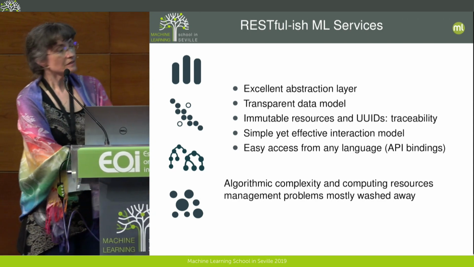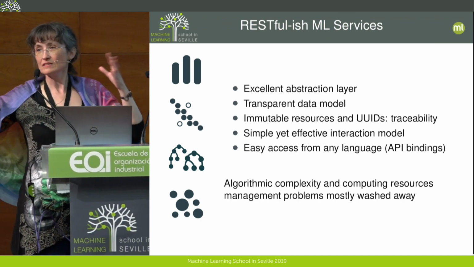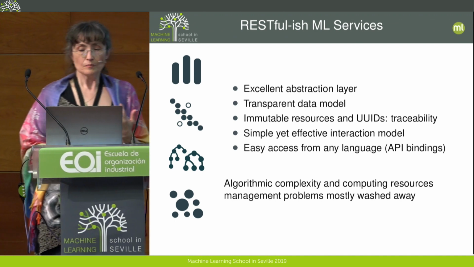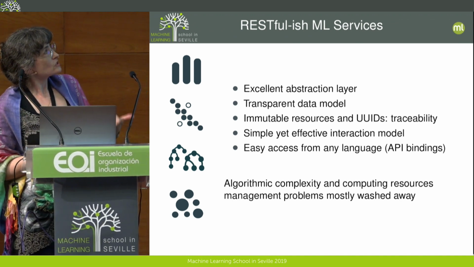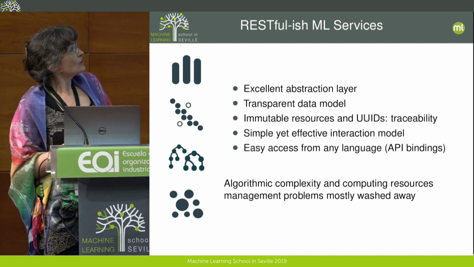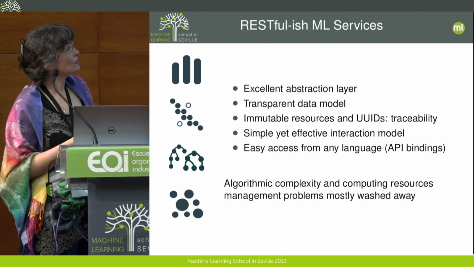So as a summary, what did the REST-ful ML interface that I described do? Well, it was an excellent abstraction because it was transparent to the data model. It has immutable resources, so it's traceable. It's simple and yet effective, and has easy access from any language that you want to have bindings for.